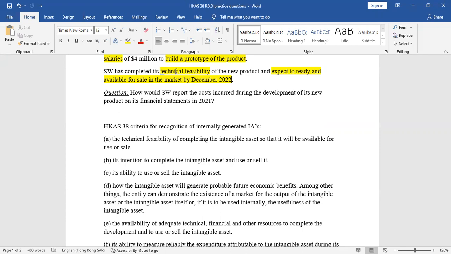How the intangible asset will generate probable future economic benefits, right? So once they are able to sell the product, there will be some economic benefits to the company in terms of revenue. The availability of adequate technical, financial, and other resources, right? So that's what they have. They have the technicians who are producing. They have already incurred salaries expense for those technicians who are helping them produce that prototype, right? So that's right there.